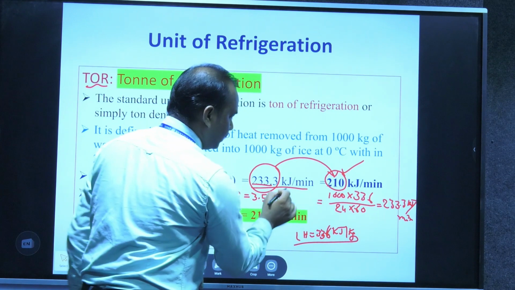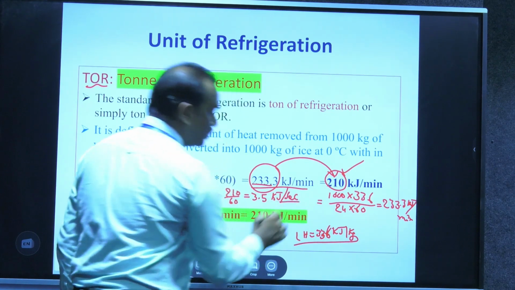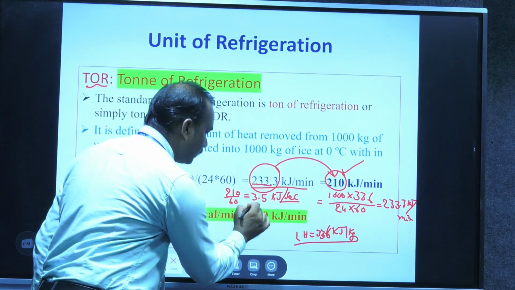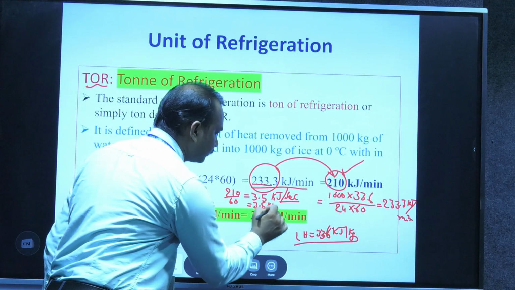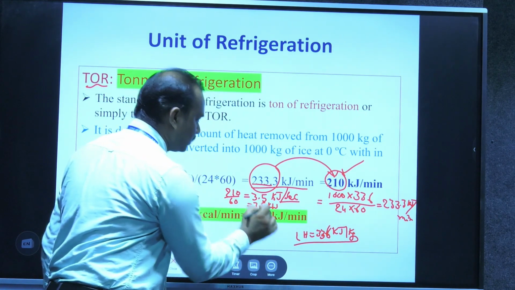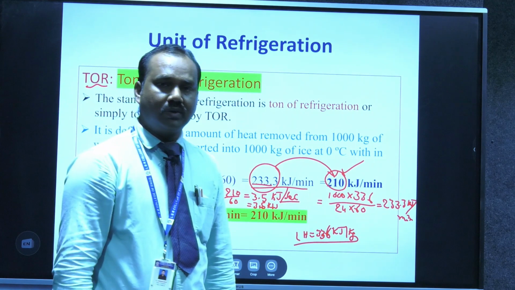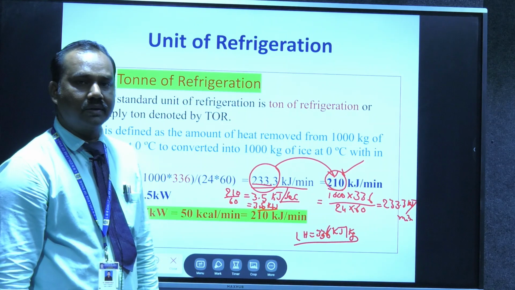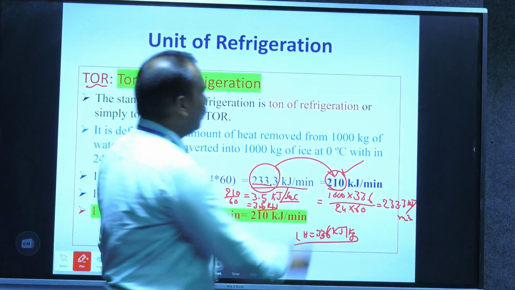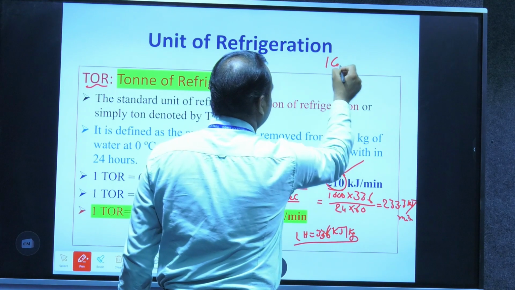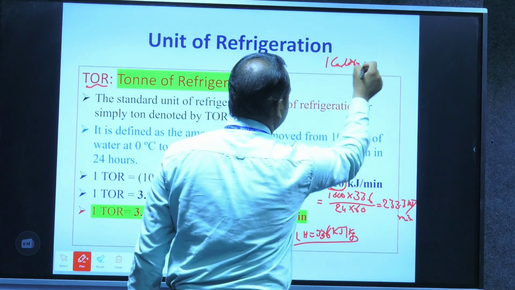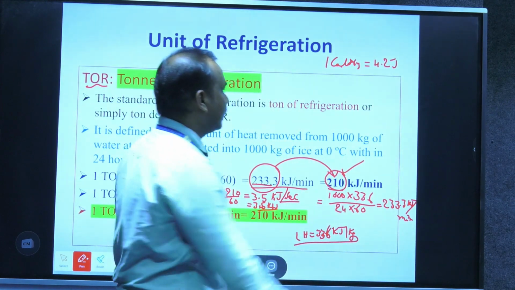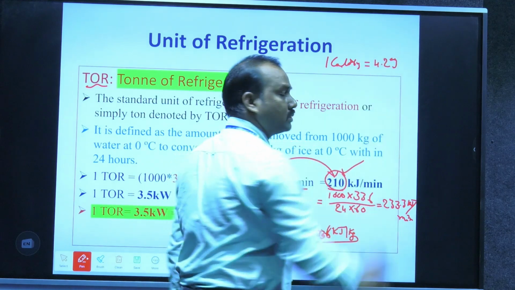It was kilojoule per minute. If I divide it by 60, then it is kilojoule per second. We know joule per second. What is joule per second? It is called watt. So 3.5 kilowatts. So 1 ton of refrigeration equals 210 kilojoule per minute or 3.5 kilowatts. And we already know 1 calorie equals 4.2 joules.